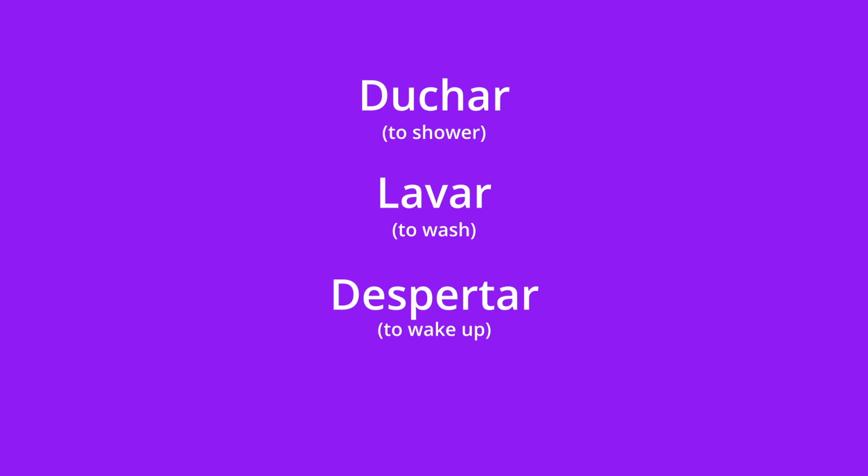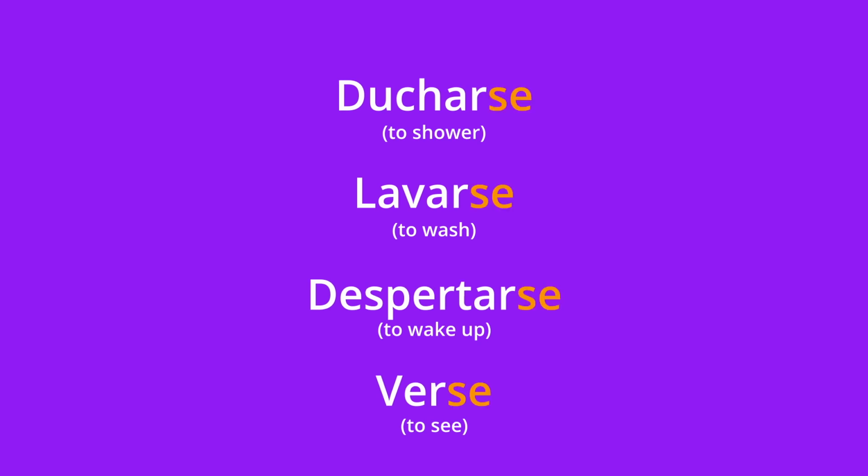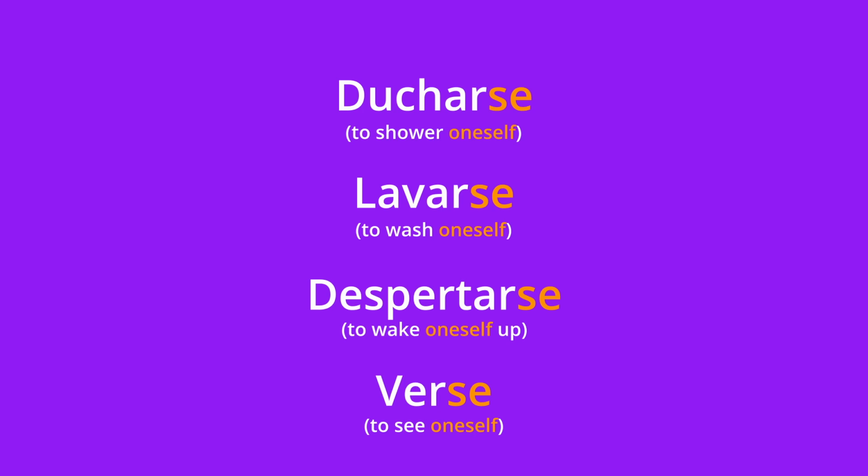Now let's look at the verbs from the beginning of the video again. We have the verb duchar, to shower, lavar, to wash, despertar, to wake up, ver, to see. Simple, yet sometimes these verbs may take another form, which is expressed by adding a reflexive pronoun se to the end, which basically adds the word oneself to the whole structure.